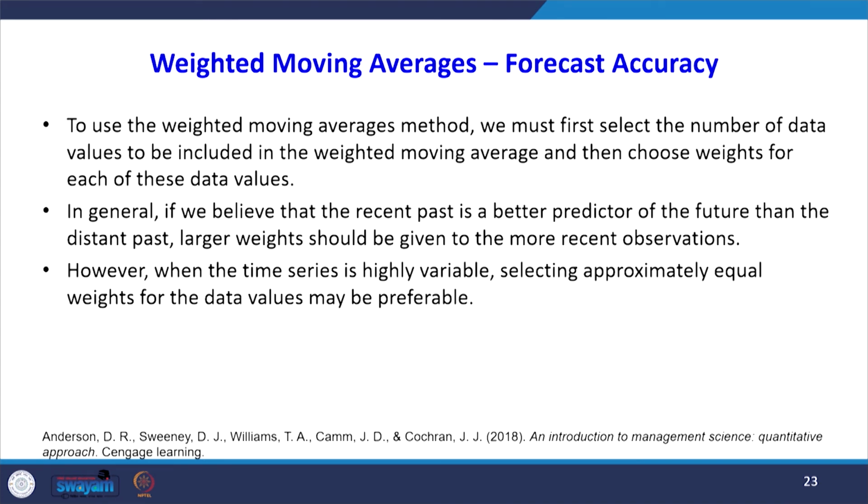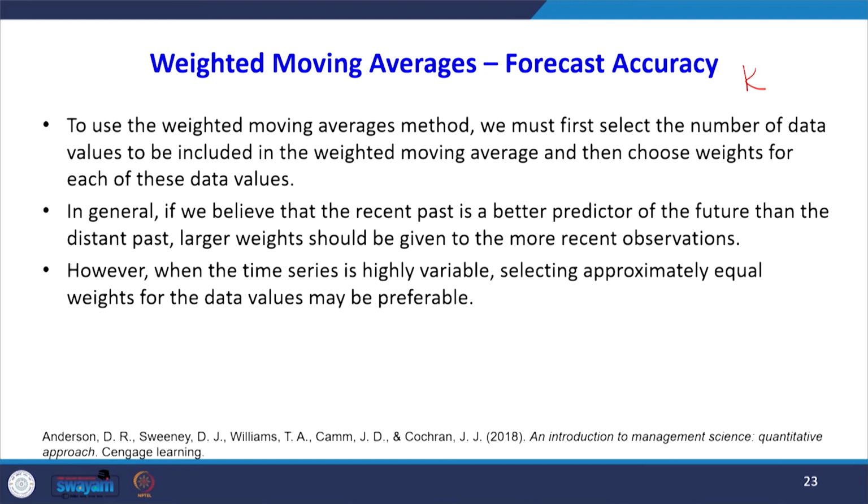How to find the accuracy for a weighted moving average? To use the weighted moving averages method, we must first select the number of data values to be included in the weighted moving average and then choose the weight for each of these data values. So we have to find out k, then decide how much weight has to be given for each data value. In general, if we believe that the recent past is a better predictor of the future than the distant past, larger weight should be given to the more recent observations. In our example problem also, we have done the same thing. For the recent data, we have given the higher weightage.